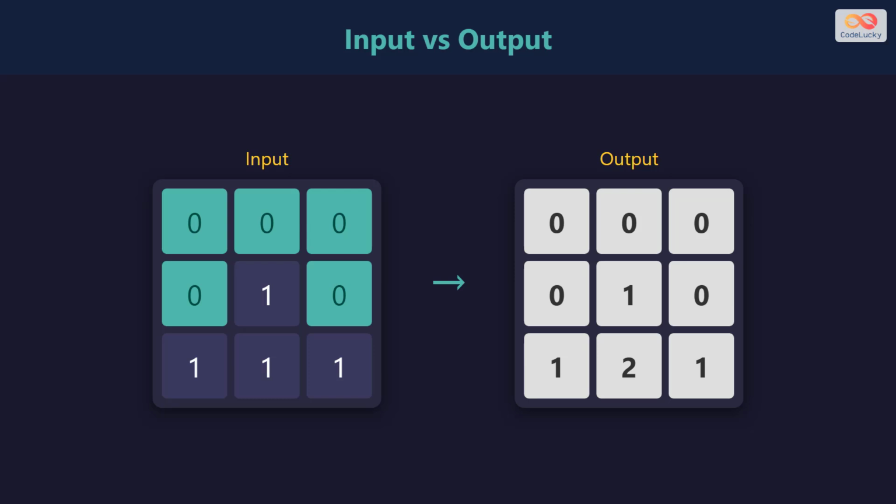Let's look at an example. On the left, we have our input matrix. Notice the ones in the bottom right corner are far away from any zero. On the right is the output. The zeros remain 0 because their distance to themselves is 0. The ones adjacent to a 0 become 1, and the ones further away get values like 2, depending on how many steps it takes to reach the closest 0.